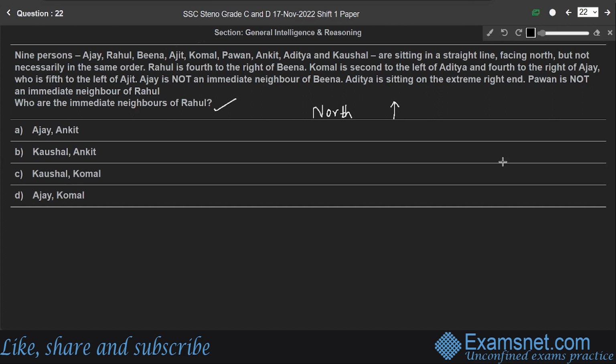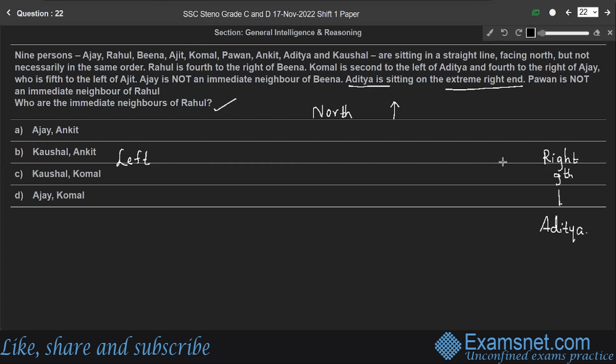So Rahul is fourth to the right of Beena. So before considering the first point, we'll consider the point that Aditya is sitting on the extreme right end. So we'll consider extreme right and left ends first. This is extreme right, this is extreme left. On the extreme right end, who is sitting? Aditya is sitting. Aditya is the 9th person.